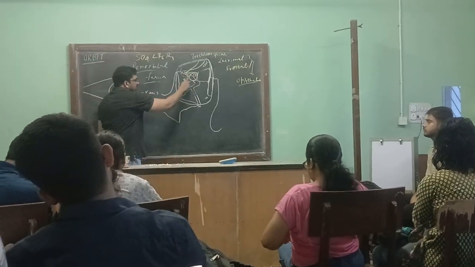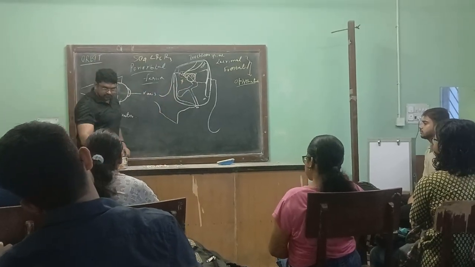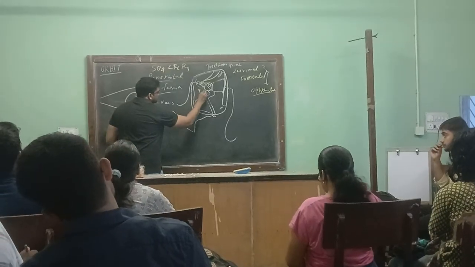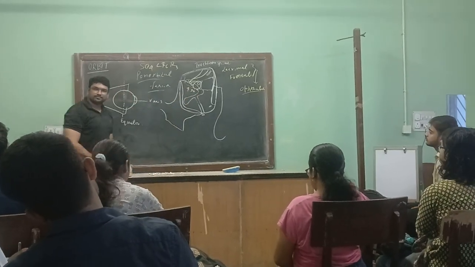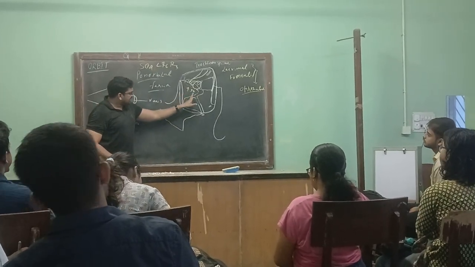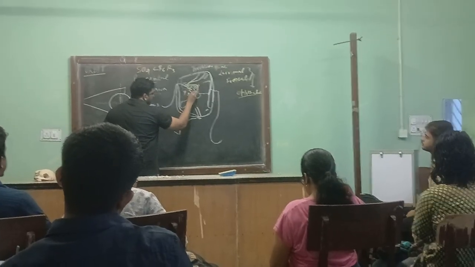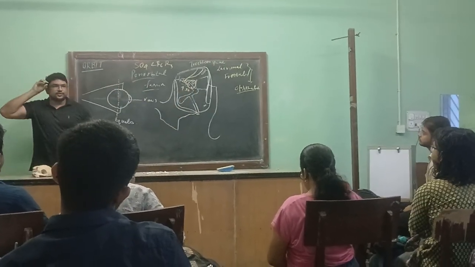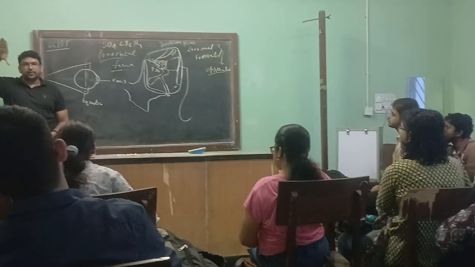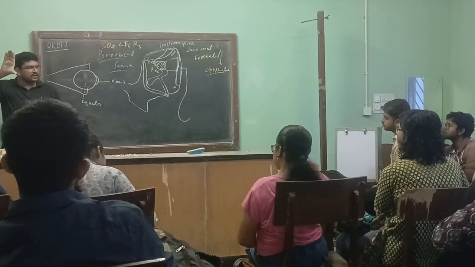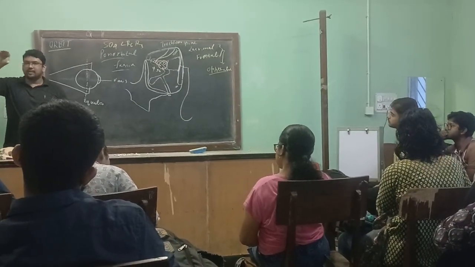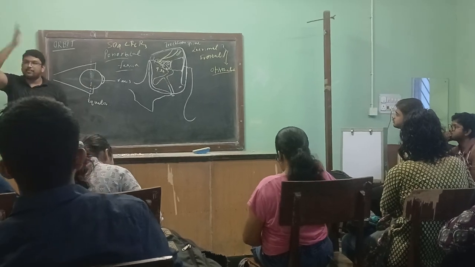Okay. The intermediate compartment, what are the nerves over here? Very easy. Third and sixth nerves. Oculomotor nerve. When the oculomotor nerve enters into the orbit, it divides into an upper ramus and a lower ramus, because it has to supply the muscles above and below.